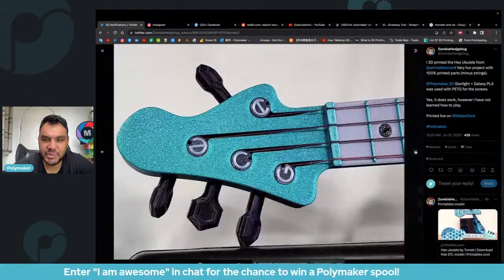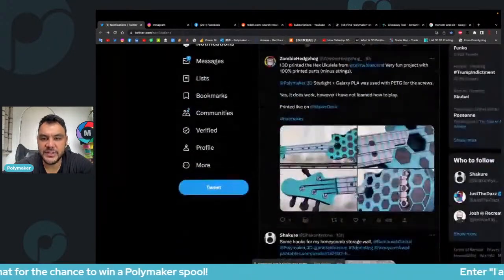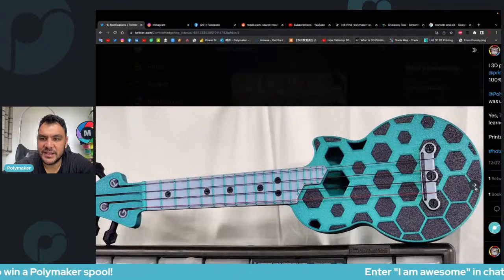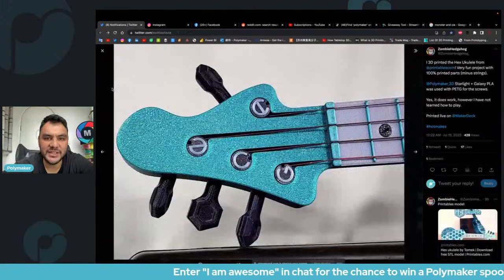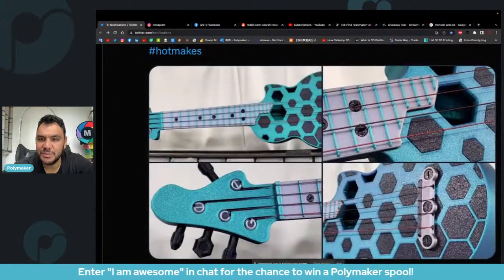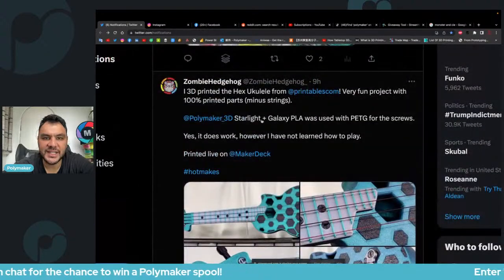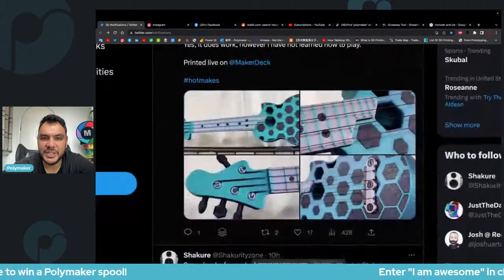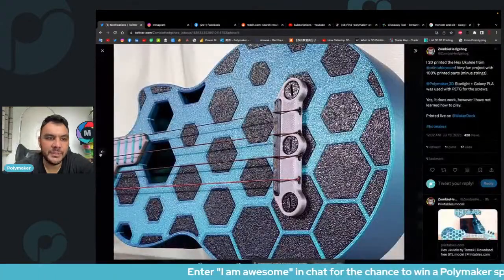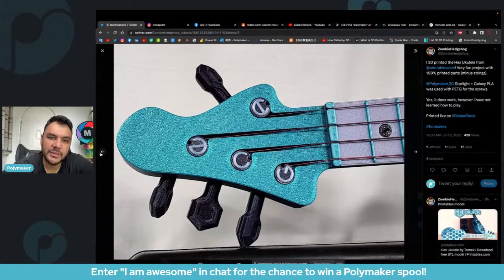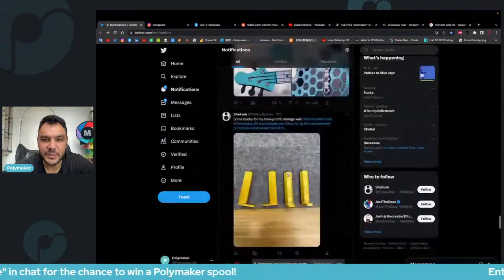And it looks like it's playable. I don't know what the sound of it is, but is that using Starlight? I think it's using Starlight. That's why the color looks different. Here is blue, here is a blue green, here is a teal. I think it's Starlight plus Galaxy PLA, which I assume is from him, maybe dark blue. It looks black, but maybe it's dark blue. Pretty cool.